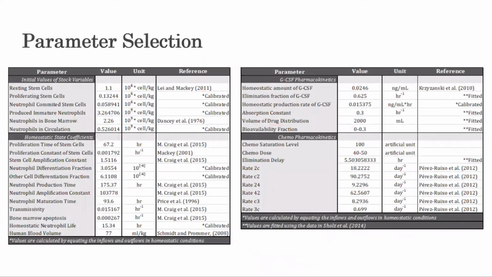Model parameters are taken from various studies in the literature. These include both clinical and modeling studies. Initial values of some stocks, as well as several fractions, are derived using traffic balance equations under homeostatic or equilibrium conditions.